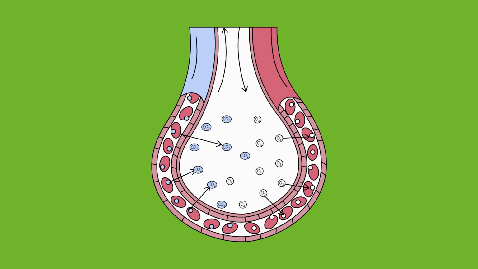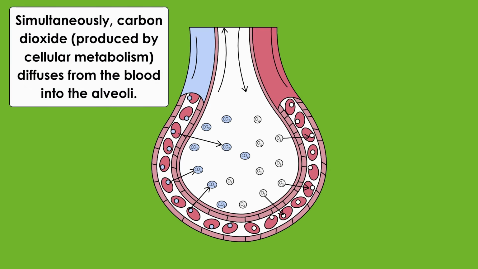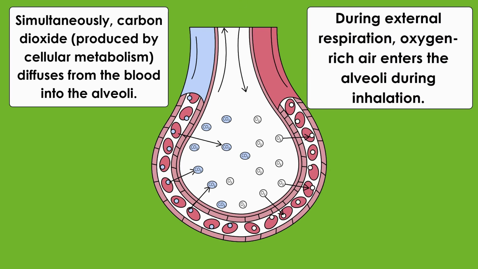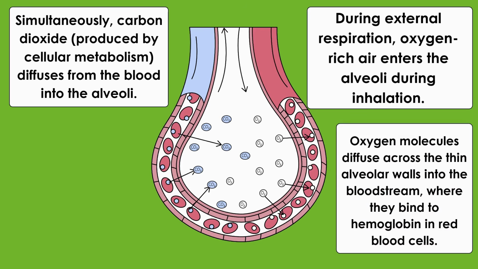Let's see how gas exchange happens. First, simultaneously, carbon dioxide produced by cellular metabolism diffuses from the blood into the alveoli. Second, during external respiration, oxygen-rich air enters the alveoli during inhalation. Third, oxygen molecules diffuse across the thin alveolar walls into the bloodstream, where they bind to hemoglobin in red blood cells.